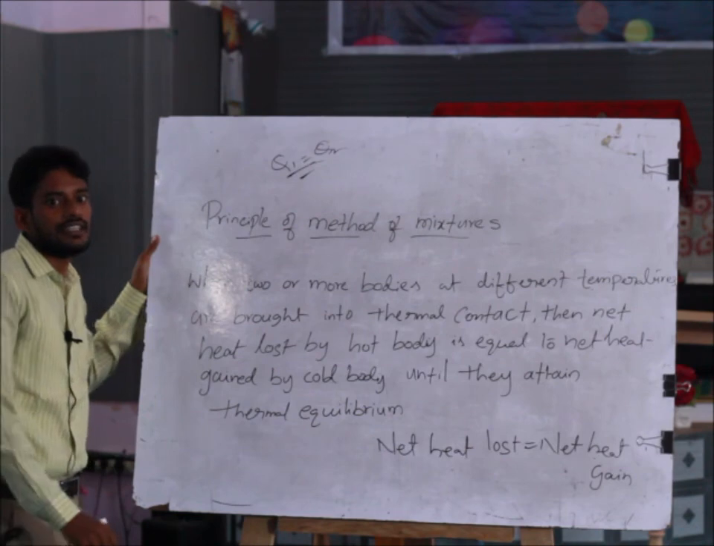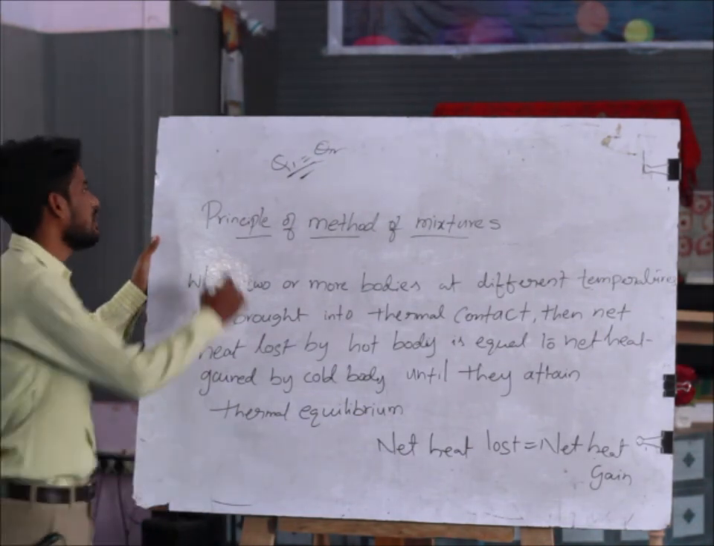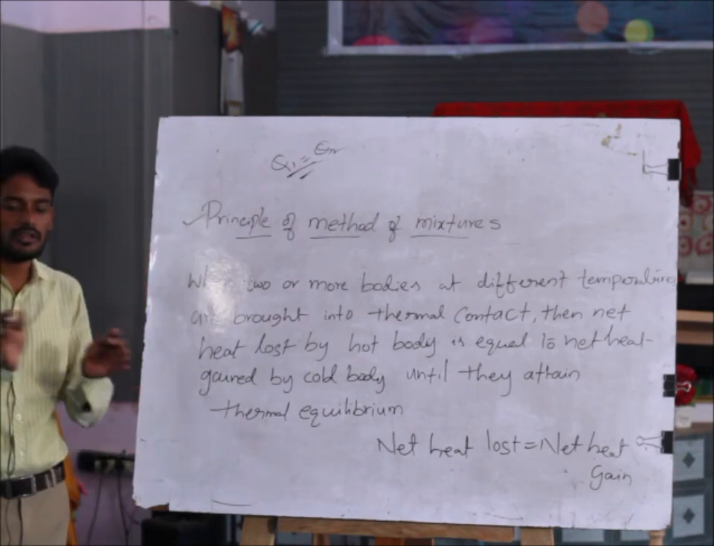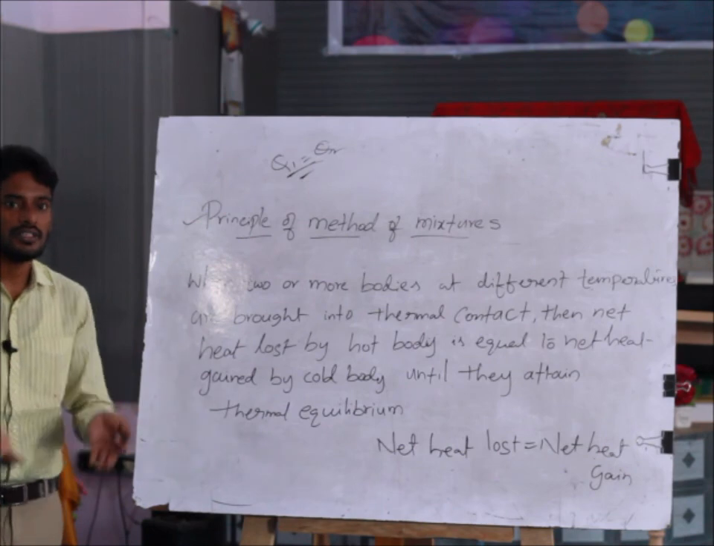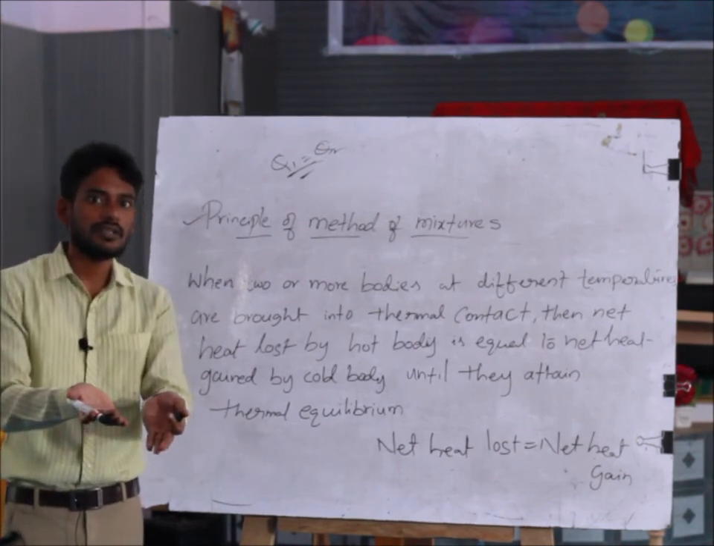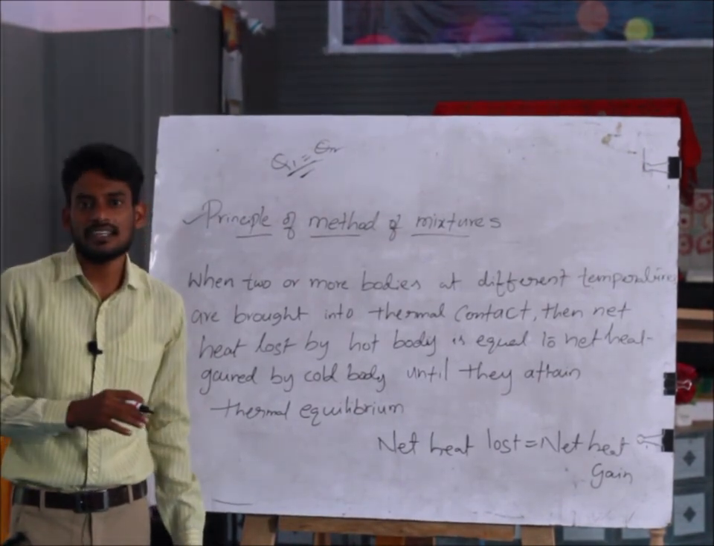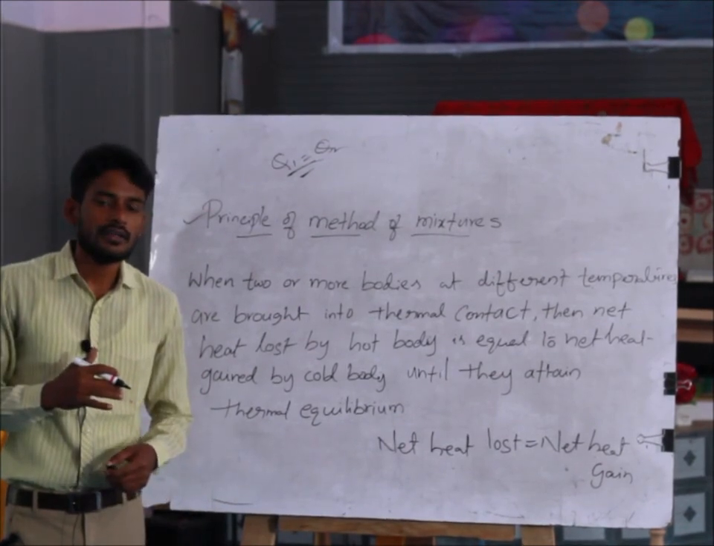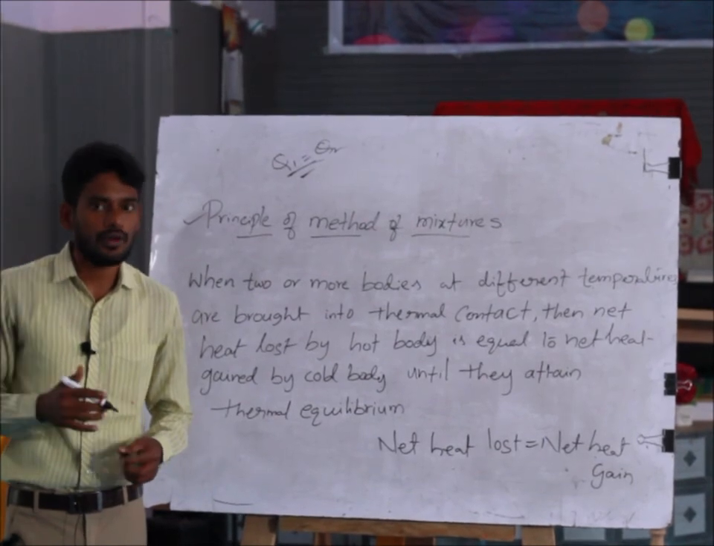Always, net heat lost equals net heat gained. How much heat is lost equals how much heat is gained. This is the principle of method of mixtures. Simple. Hot water should be mixed with cold water. The mixture temperature should be less than the higher temperature of the hotter body sample, and greater than the temperature of the cold body.